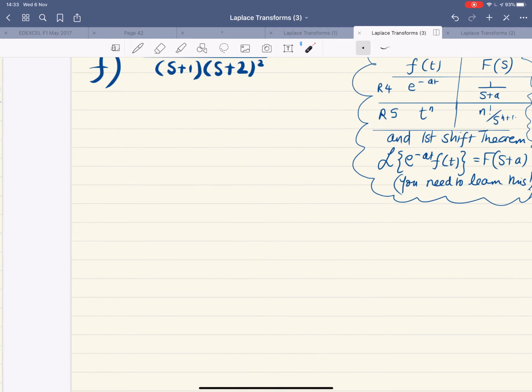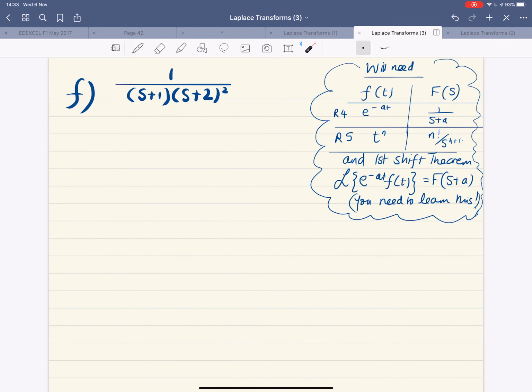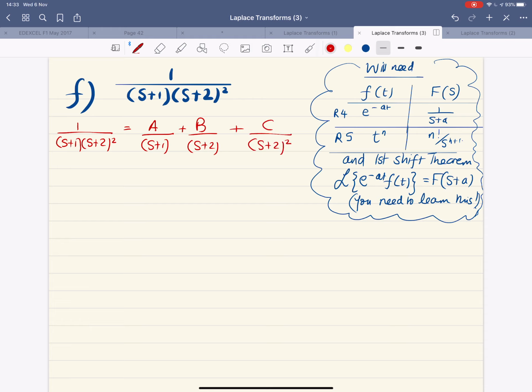Right, to do this one, first of all, we've got to separate this out with partial fractions. So we say 1 over (s plus 1)(s plus 2) squared is A over s plus 1, plus B over s plus 2, plus C over (s plus 2) squared.